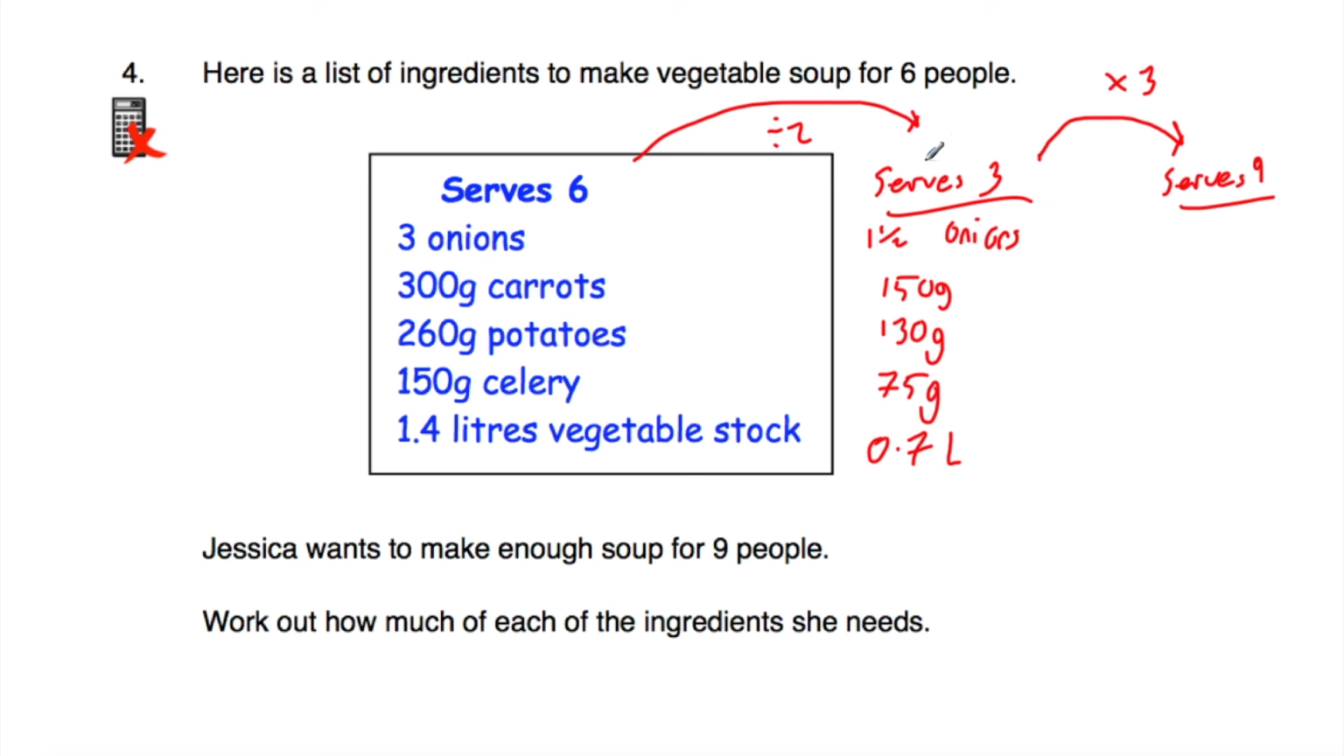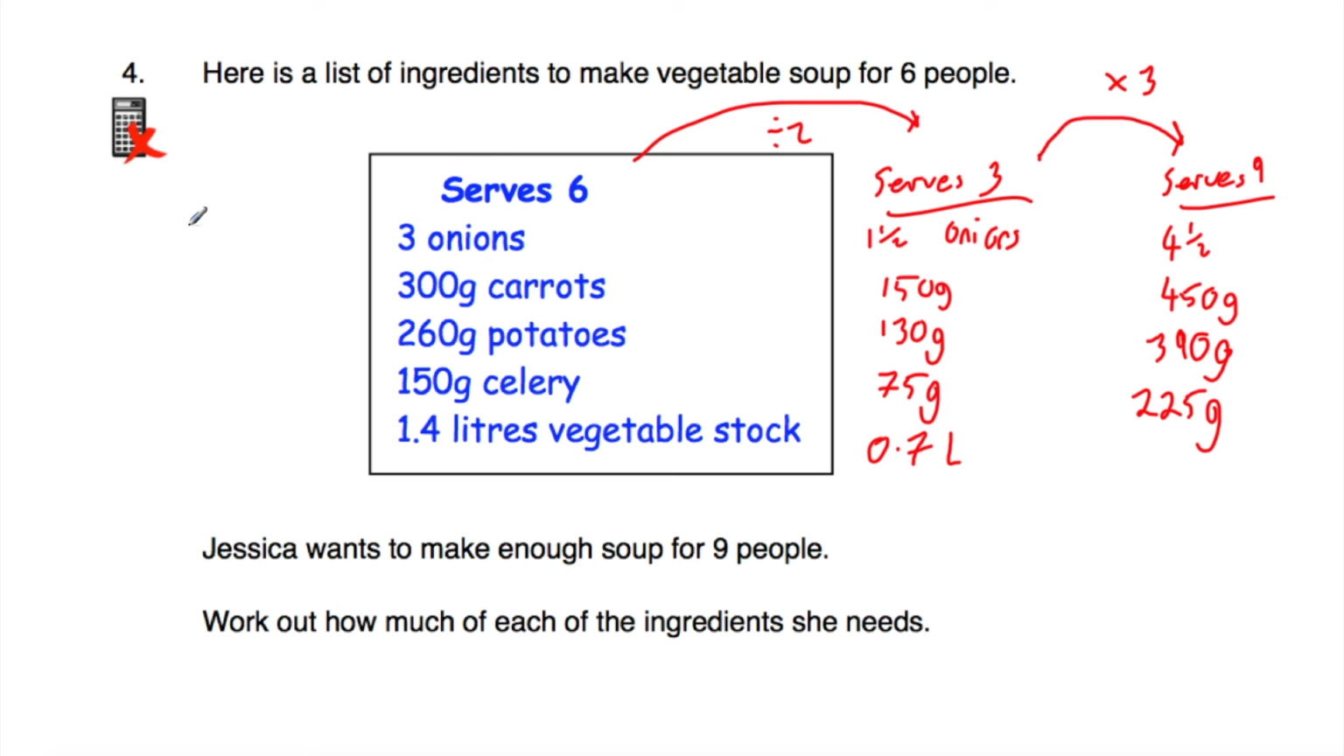Okay, so let's multiply all of these quantities now by 3. So 1.5 onions, well, 1.5 times 3 would be 4.5, or 4.5 onions. Another approach would be to do 1.5 plus 1.5 plus 1.5, and that's 4.5 onions. So we're going to need 4.5 onions. 150 grams of carrots times by 3 would be 450 grams of carrots. 130 grams of potatoes times by 3 would be 390 grams of potatoes. Okay, now the celery. 75 grams of celery multiplied by 3 would be 225 grams of celery.